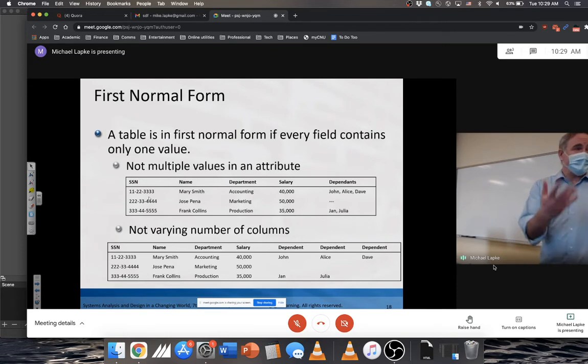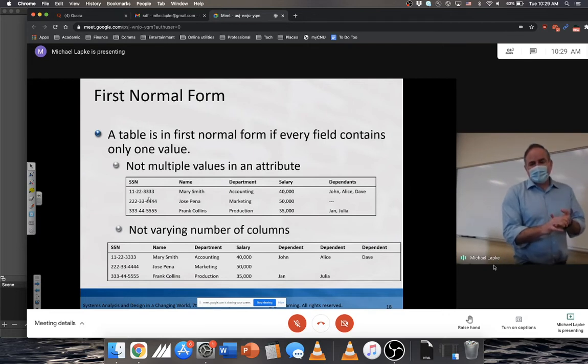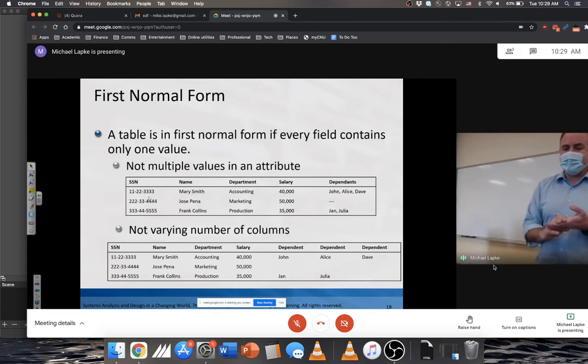All right, so let's look at each of the main 3. There are normal forms beyond this, but let's look at the main 3, which is first normal form, second normal form, and third normal form. Those are the main 3. So a table is in first normal form if every field contains only one value.